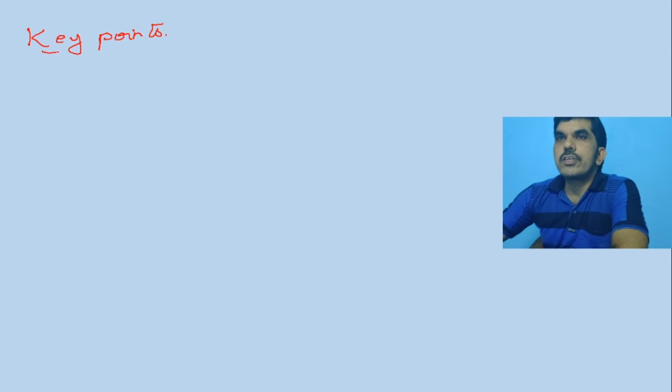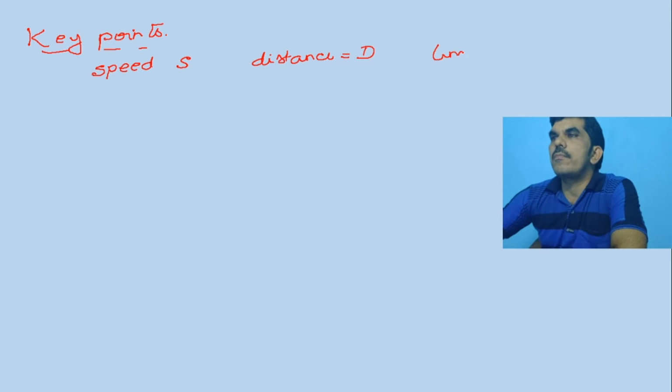So in the entire session, I'll consider speed as S, distance as D, and time as T. And we know the basic relation that speed equals distance by time. All of us know the basic relation between speed, distance and time, but we need to remember some of the key points.